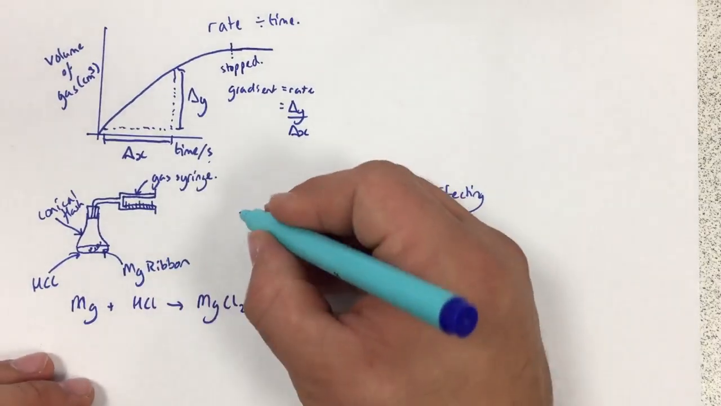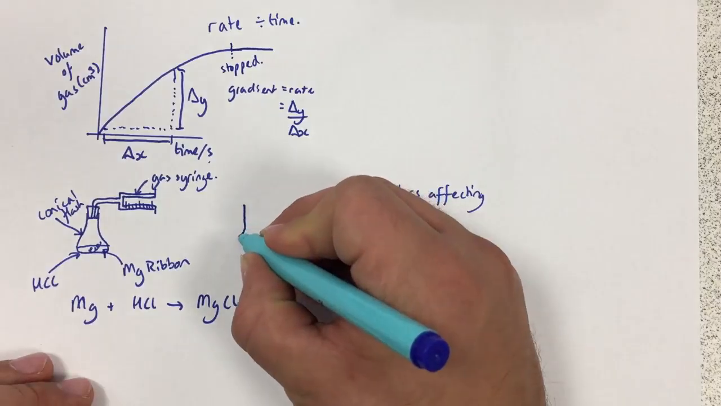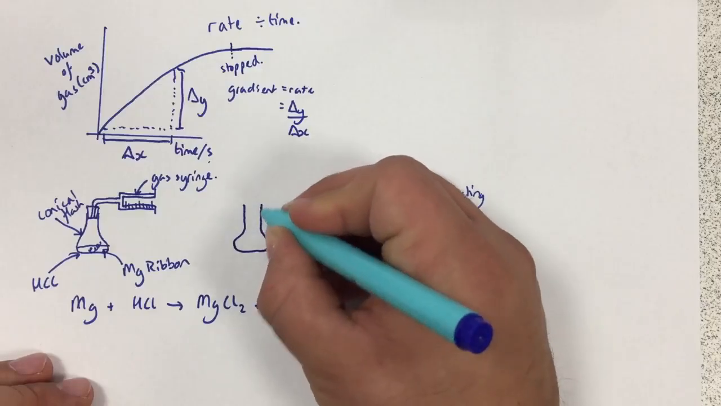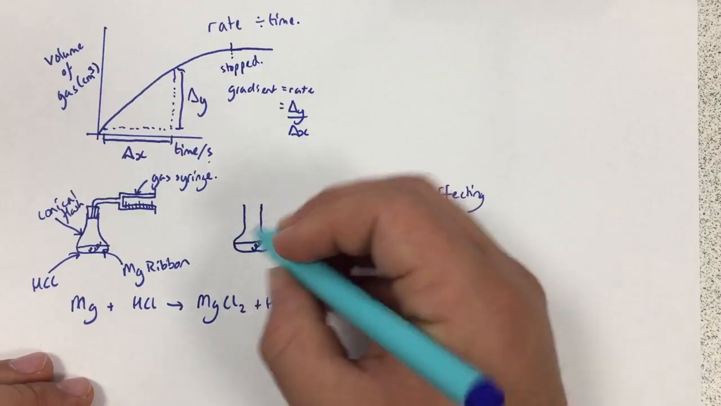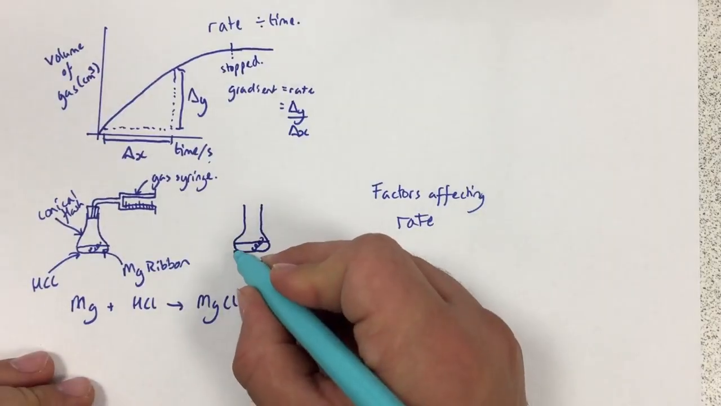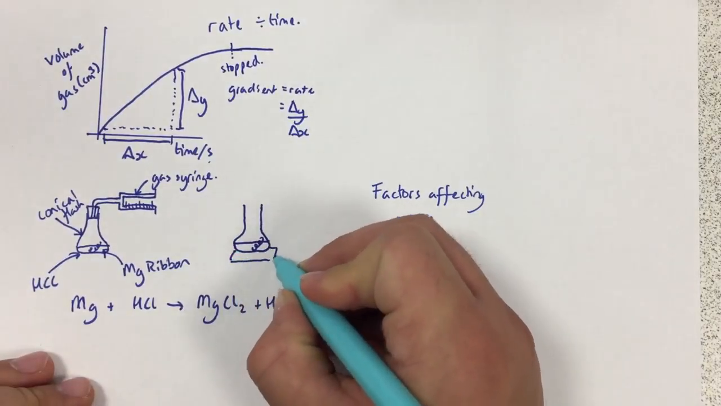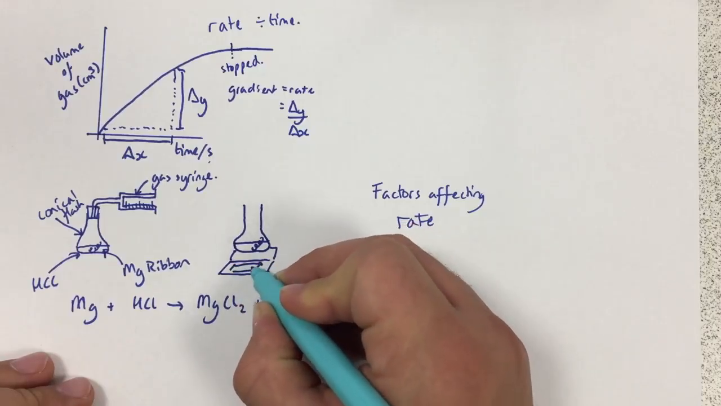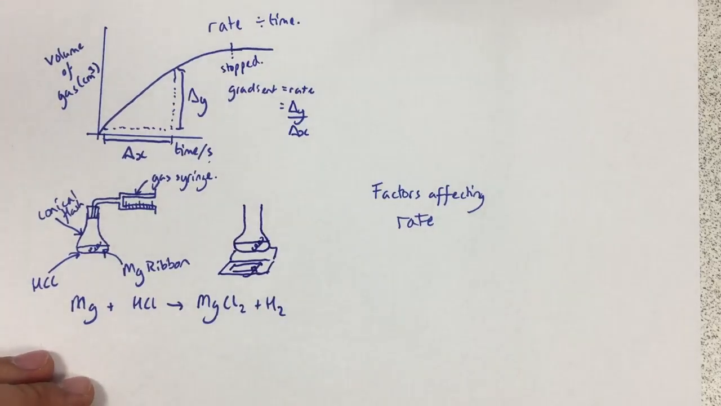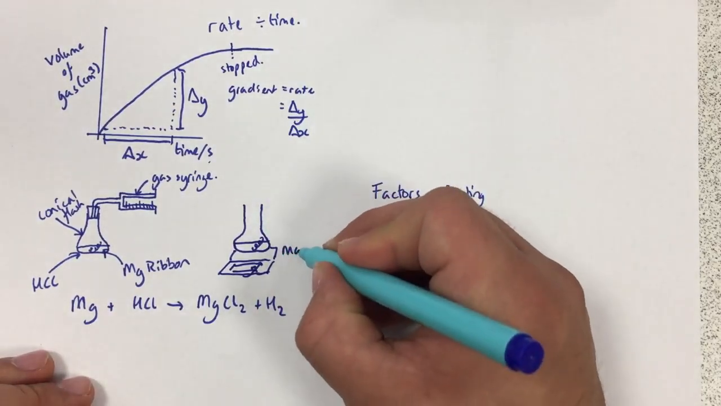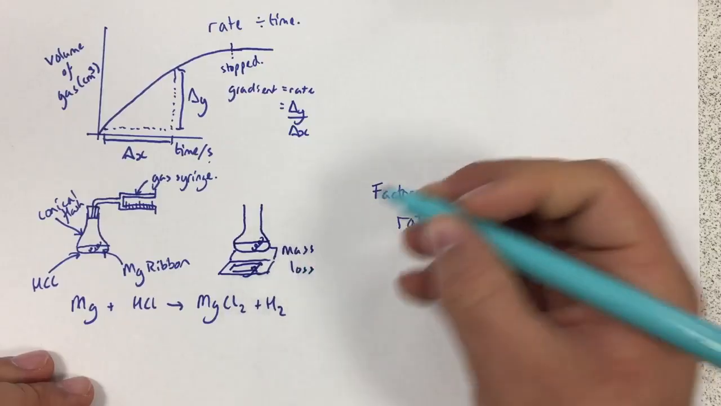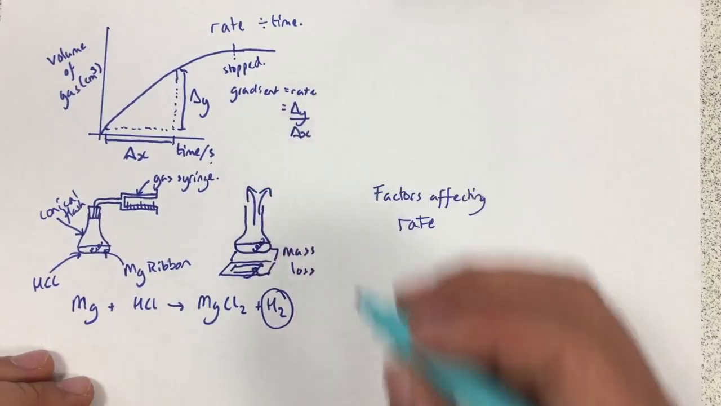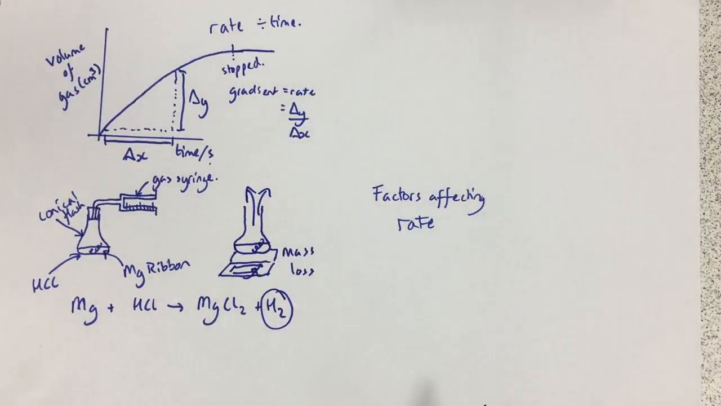Another alternative would be I could use a conical flask again, but this time I would be measuring the same reaction, magnesium ribbon and my hydrochloric acid, but I could instead put it on some scales, and then I could measure from the scales how many grams that is, and I would measure the mass loss in this reaction. And the reason is because now the hydrogen, the gas, is free to escape. So as the gas escapes, the mass decreases.